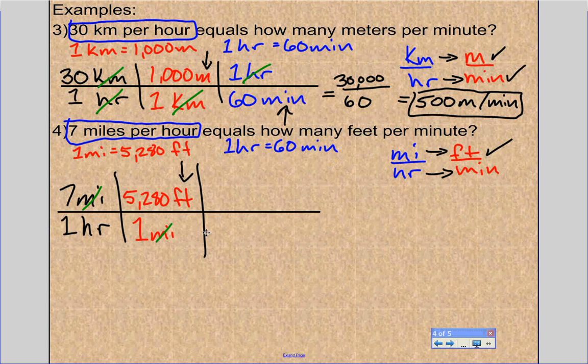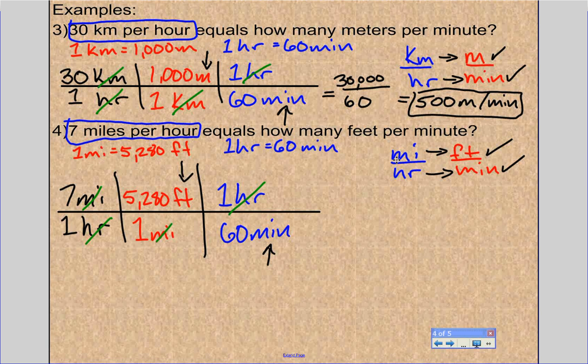So I need to plug this conversion factor in. 1 hour equals 60 minutes. Here's my hours on the bottom, so I need my 1 hour on top to cancel that out, and the 60 minutes on the bottom. Hours over hours cancels out. Leaves me with minutes. So now you can see I have feet over minutes. So I have the units I want.